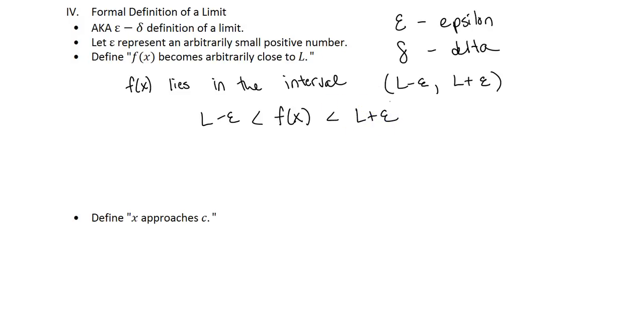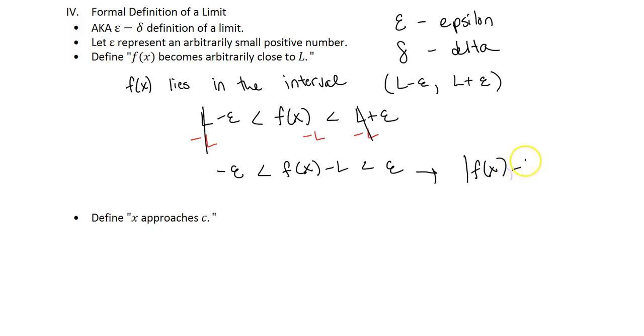Now, if I wanted to move things around a little bit, I could come into all three pieces of this inequality and I could subtract an L. So this tells me that negative epsilon is less than f of x minus L, because that cancels, which is less than epsilon. And another way to write this is that f of x minus L is less than epsilon units away from 0. So the absolute value of f of x minus L is less than epsilon.